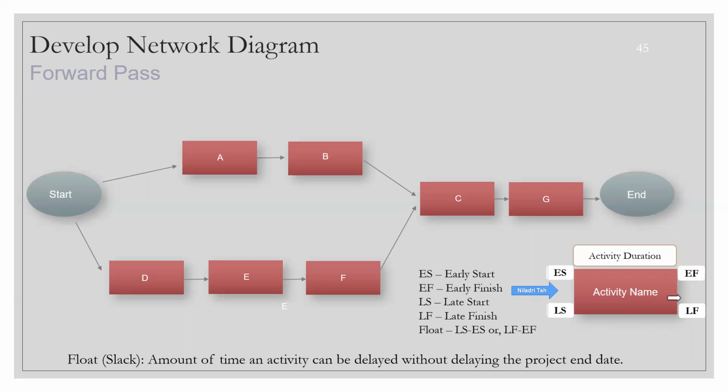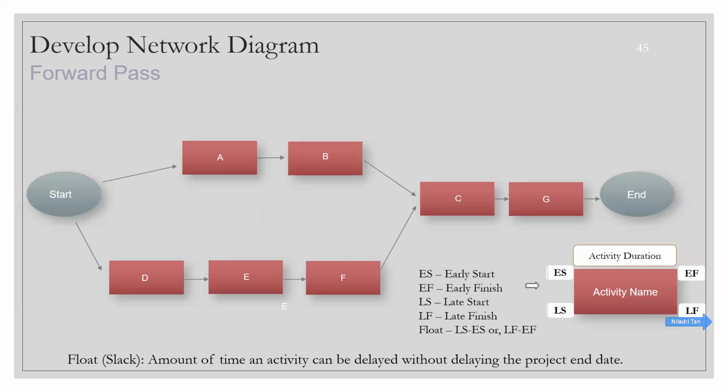So the activity box looks something like this. We call it the PDM diagram method. Inside, we are giving out the activity name. It can be A, it can be anything. Let's say capture requirements. And the four corners of the activity box will have four numbers. The first one is called early start, and this is called early finish. Top left, the left hand side, is early start and the right hand side is early finish. And this is late start and late finish.